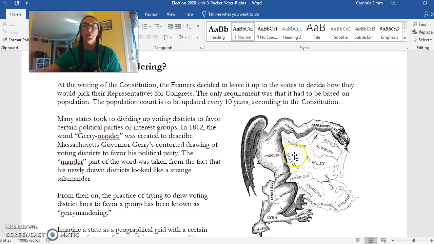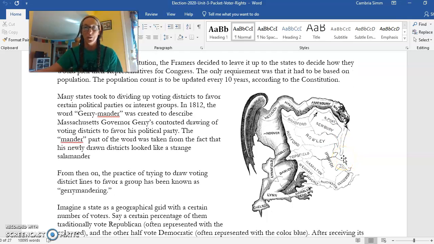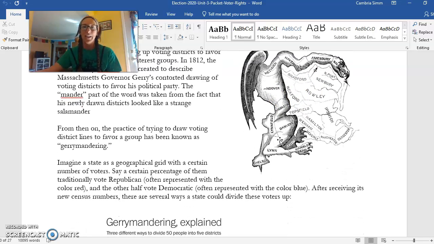In 1812, the word gerrymander was created to describe Massachusetts Governor Gerry's contorted drawing of voting districts to favor his political party. The mander part of the word was taken from the fact that his newly drawn districts looked like a strange salamander. Okay, wow, that's a strange looking district. Why isn't it square or rectangular or some kind of shape that makes sense? Well, because drawing the line this way got him the majority of voters from his party and therefore allowed the Massachusetts governor to be reelected.